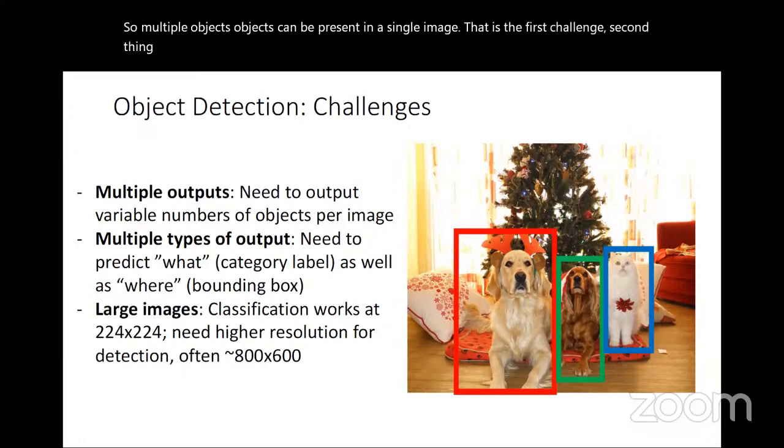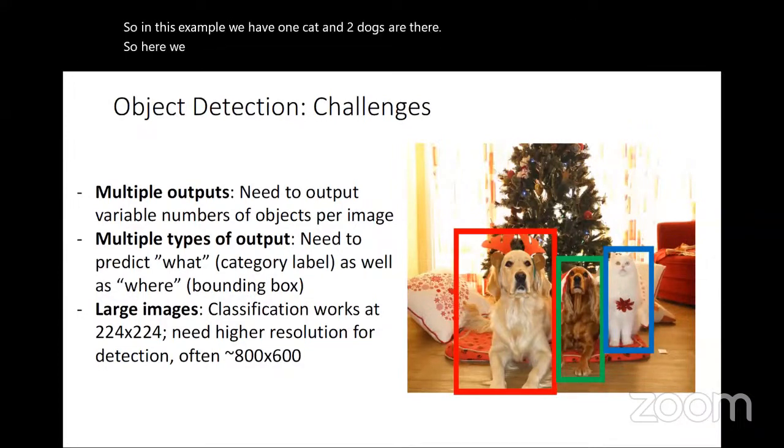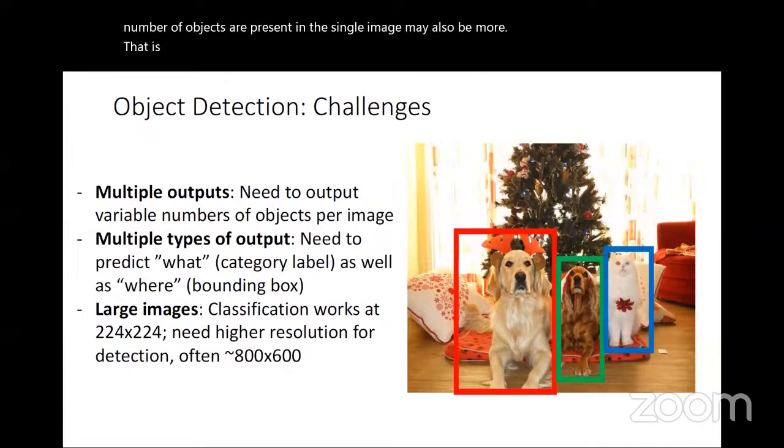The second thing is multiple types of objects. That means the objects present may not belong to the same category; they may belong to different categories. As you can see here, this is a combination of cat and dogs. In this example, we have one cat and two dogs. So we can have more than one category in a single image, and the number of objects in the image may also be large. That is another challenging part.